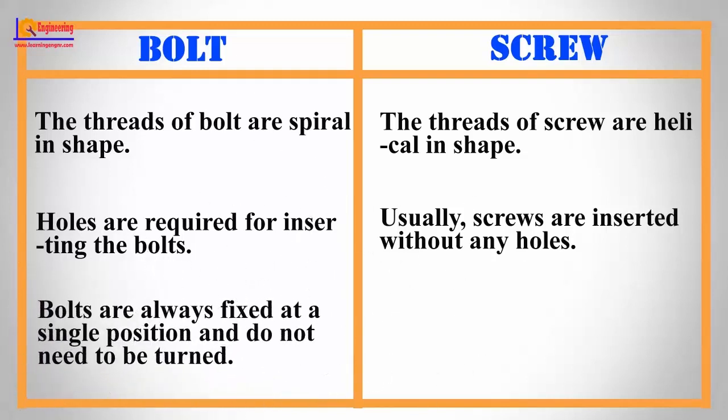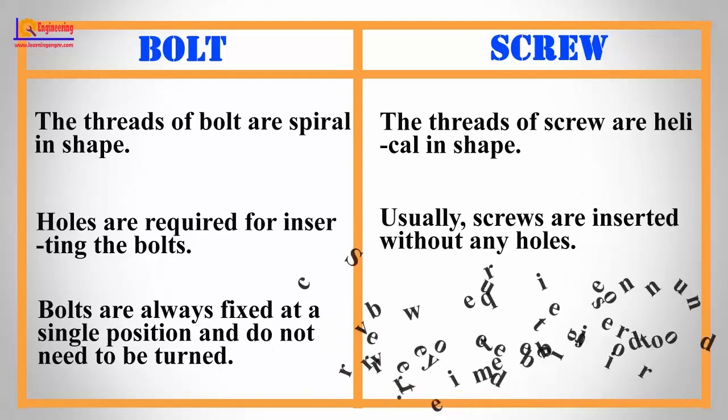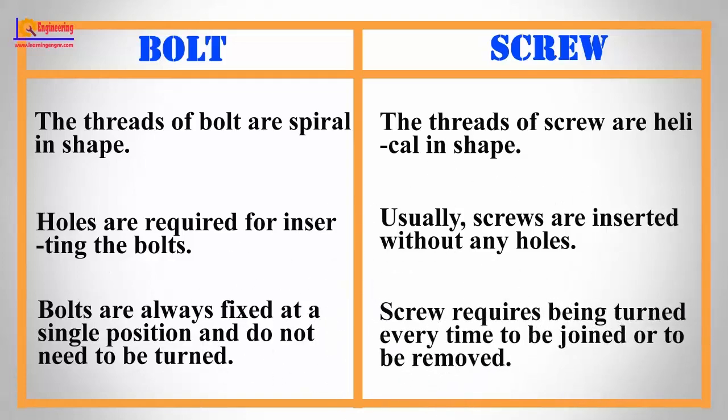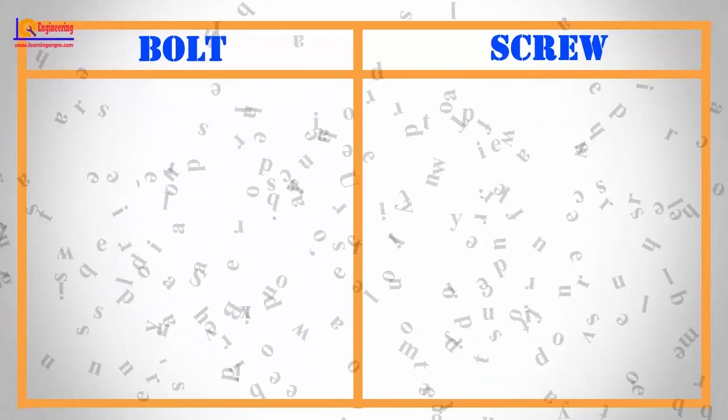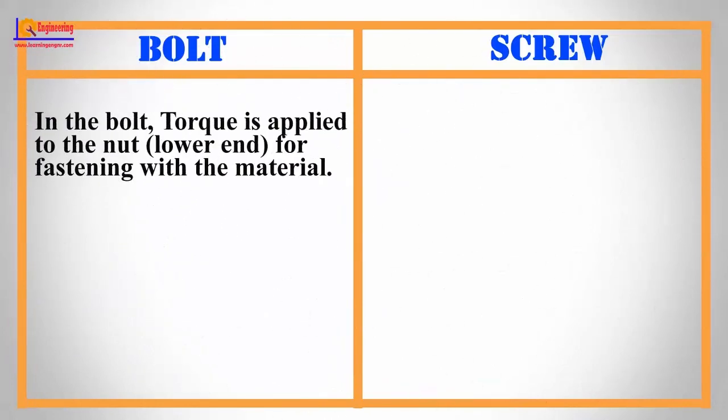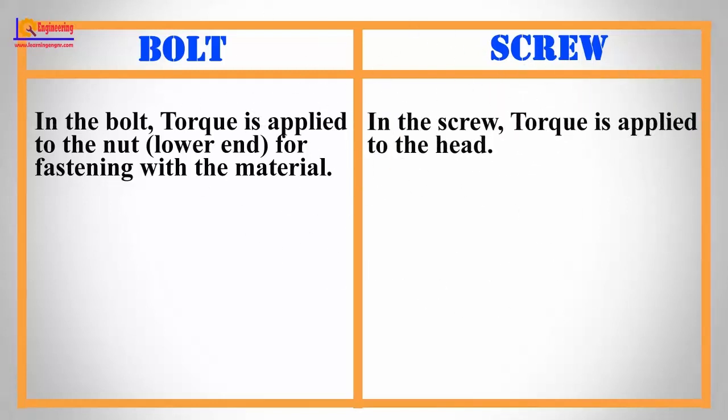Bolts are always fixed at a single position and do not need to be turned. Screw requires being turned every time to be joined or to be removed. In the bolt, torque is applied to the nut at the lower end for fastening with the material. In the screw, torque is applied to the head.